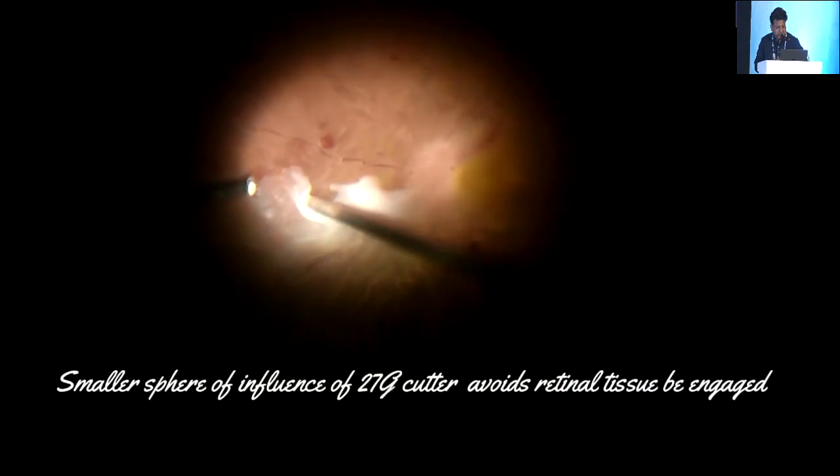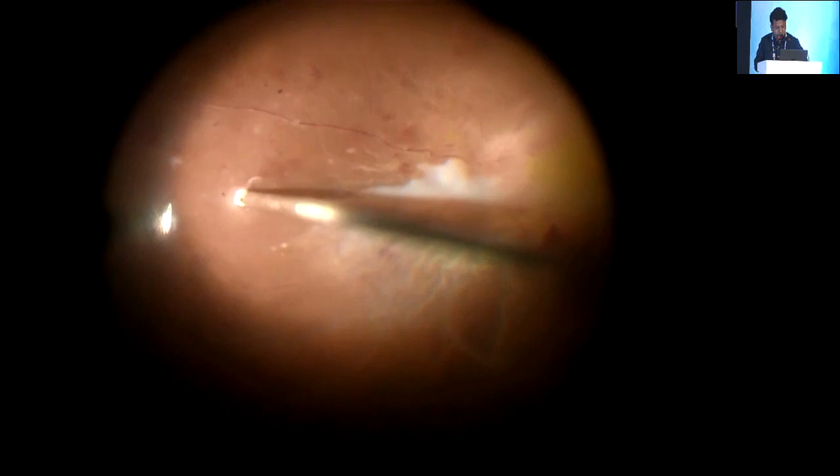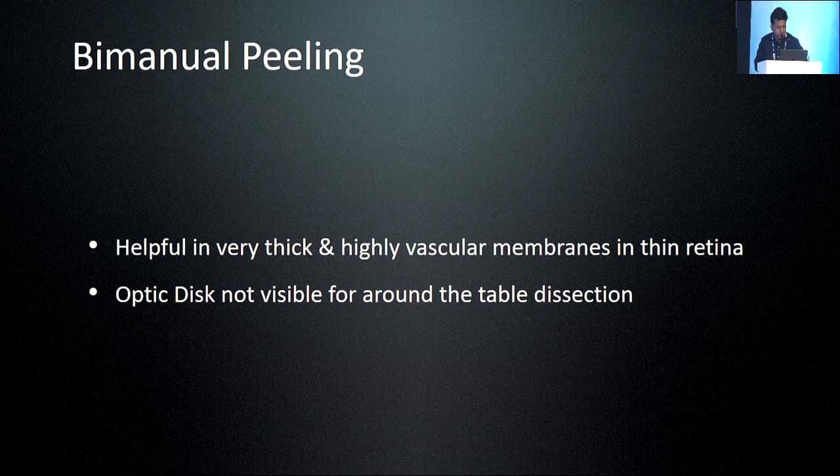So what I generally do, I call this a round the table dissection. From both sides, you can take up the membrane, not just inside out or outside in. In this way, you can go both outside in and inside out whenever you please to do it. So this is 1 year post-operative, the same patient.